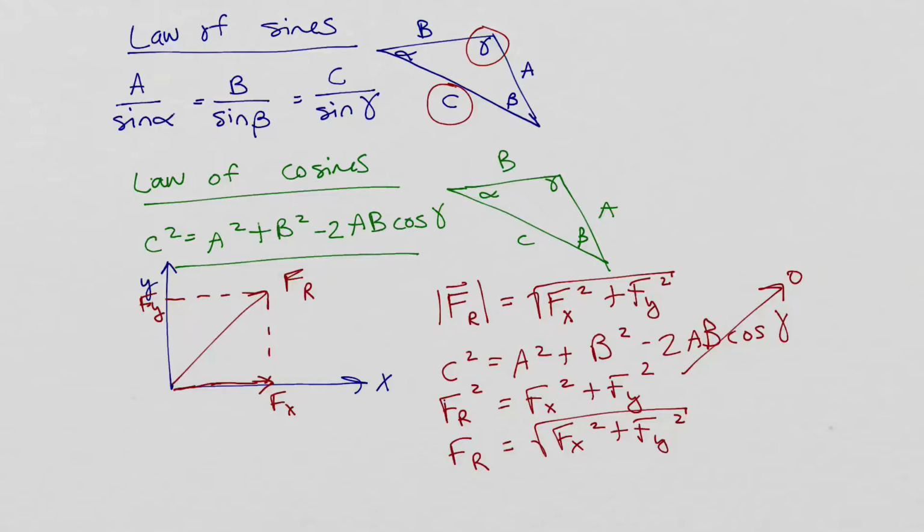And when we resolve things to the x and y axis, we intentionally make it 90 degrees to each other. So this is just a simplified form for the magnitude. Let's do one quick example. So let's do an example with the resultant forces.